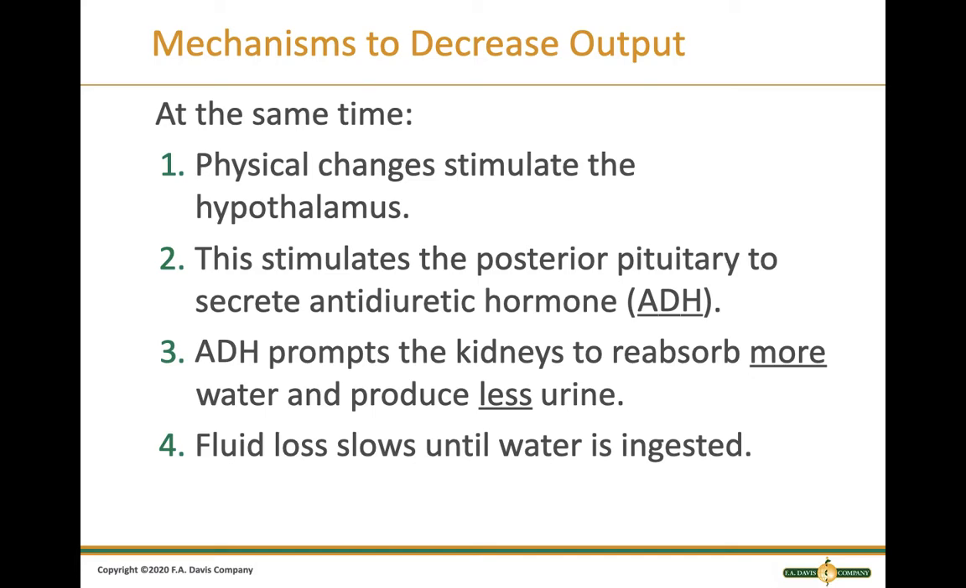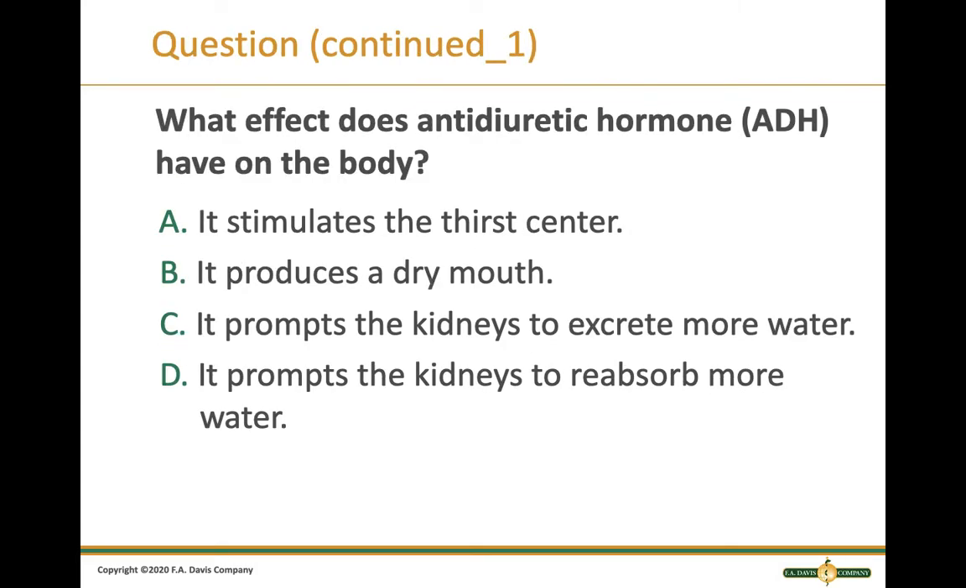So those are the two basic ways we respond when the body's total volume of water declines. We get thirsty and we drink, and then we reabsorb more water and produce less urine, and that will get our water level back to normal, back to homeostasis.